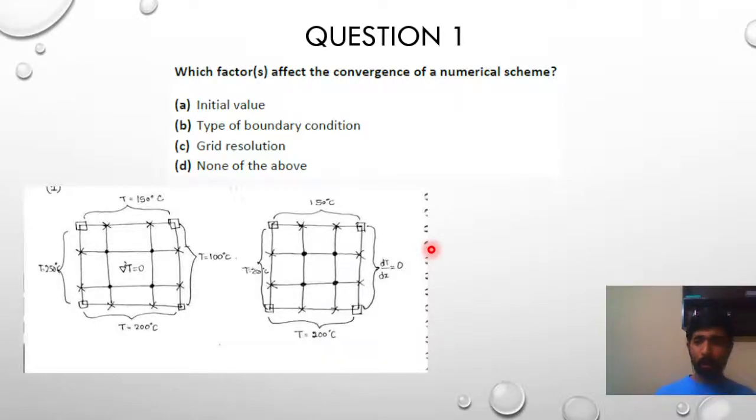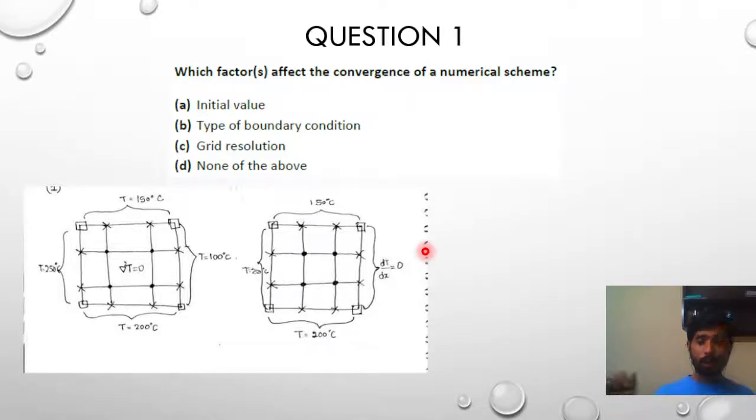Then grid resolution also. You have seen in the weekly content that when you increase the number of grid points to a very large value, it takes more iterations to converge to a steady state. It takes more computational time also, although the solutions might be more accurate. So grid resolution is also one factor.